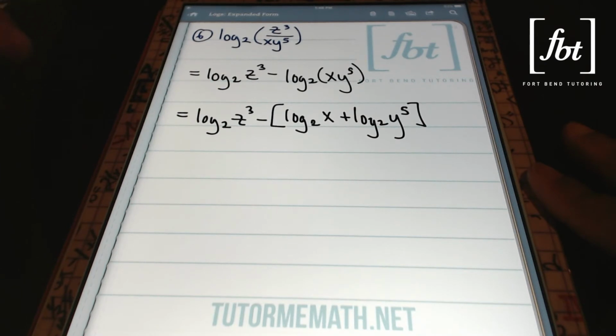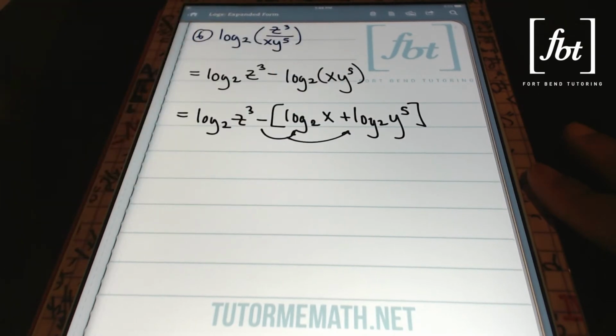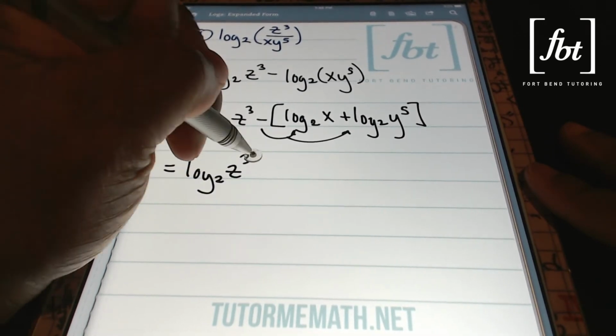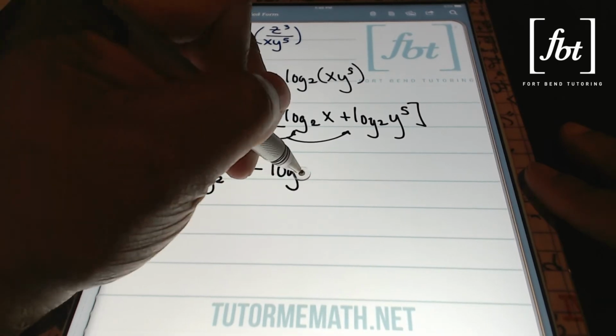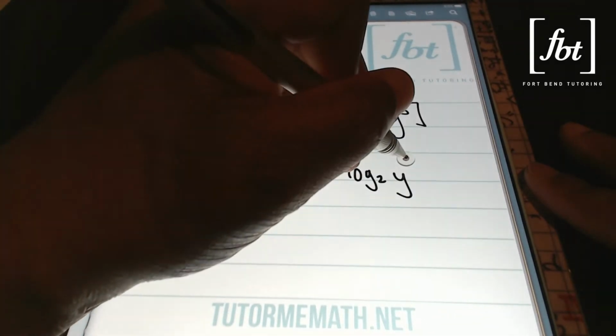And now, guys, what we'll be doing is distributing this negative here. So I got my arrows popping. Okay, just in case you thought I wasn't going to say that this video, we'll go ahead and bring down this log base 2 of z to the 3rd power minus the log base 2 of x minus log base 2 of y to the 5th power.